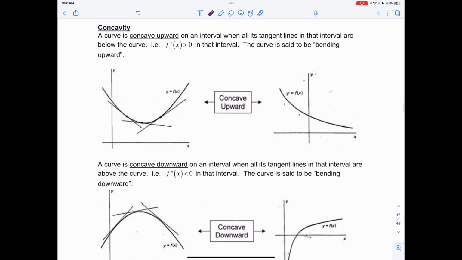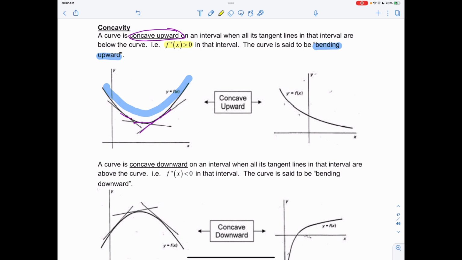Now let's talk about concavity. A curve is concave upwards on an interval when all of its tangents in the line are below the curve, as we can see here, where here would be my tangent lines. And we can see that it is curving upwards like a smile. This occurs when the second derivative is greater than 0.